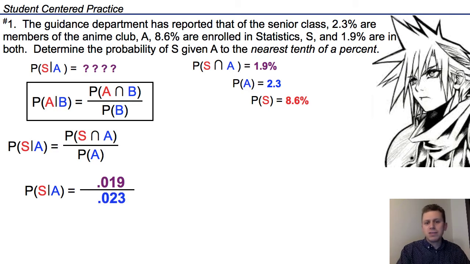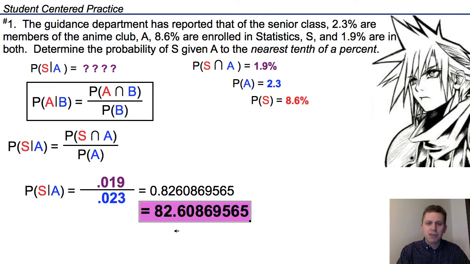And now all I simply do is divide. When I do that, I get this as a decimal, but they want it to the nearest tenth of a percent. So I should multiply by 100 to start. Now it's looking like a percent. So maybe I'll actually put a percent sign there. That would be nice. And it said the nearest tenth of a percent.